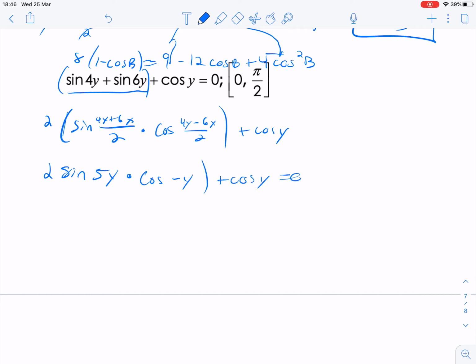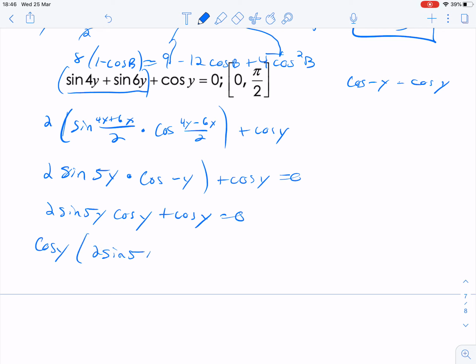Remember, cosine of negative y equals cosine of y. That's an even-odd identity. This one's even. So we get 2 sine of 5y cosine of y plus cosine of y equals 0. And we can factor out a cosine of y. So we get cosine of y times (2 sine of 5y plus 1) equals 0.